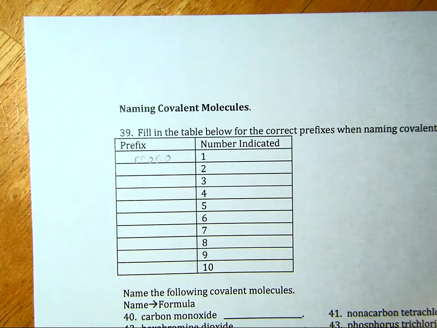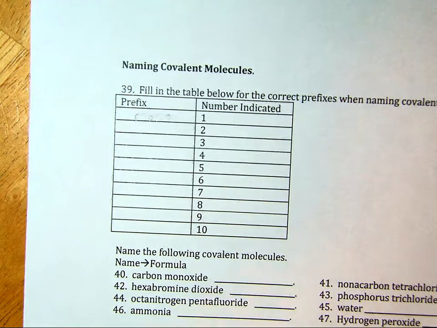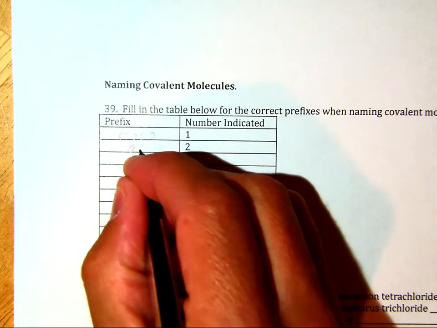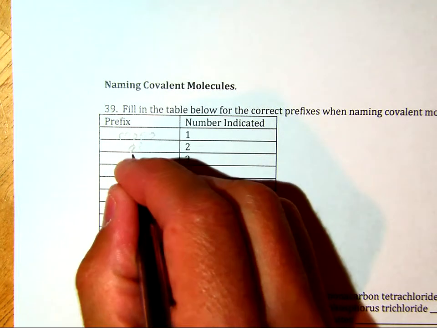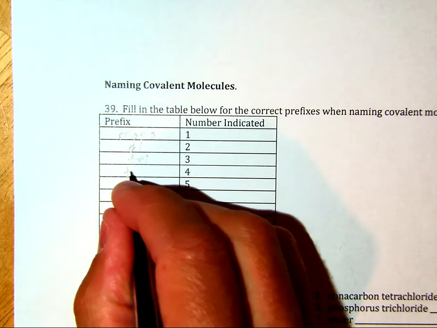Okay. Let's see if we can see that a little better. Number 2, the prefix is di. Number 3 is tri. Number 4 is tetra.